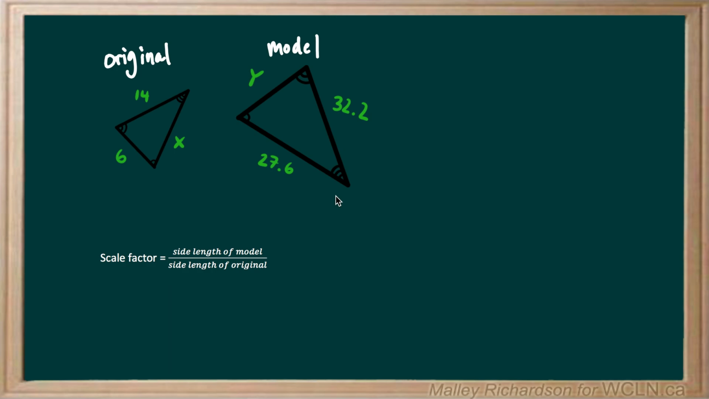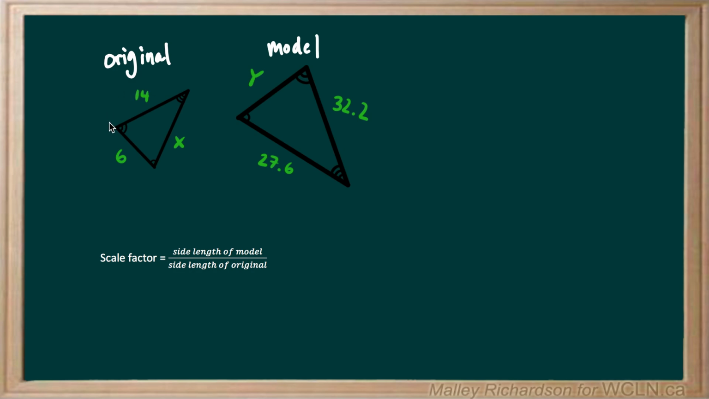In this example, we want to find the unknown side length y in our model and our unknown side length x in our original. To solve for these unknown side lengths, we are going to use similar triangles and scale factors. But before we get started, let's label the corners of our triangle.